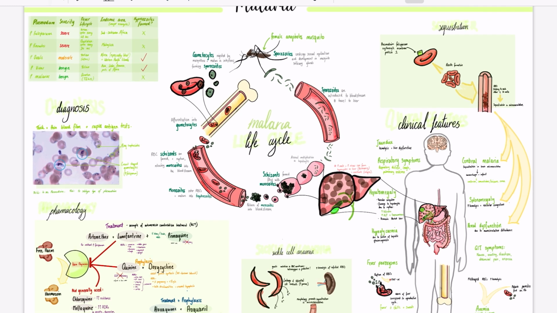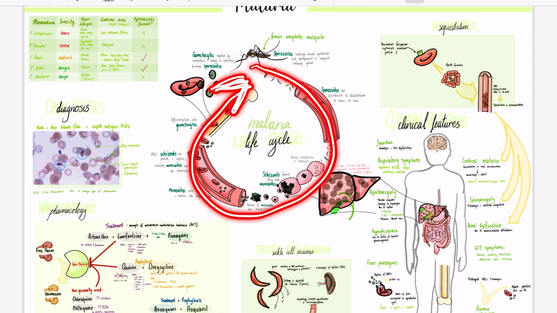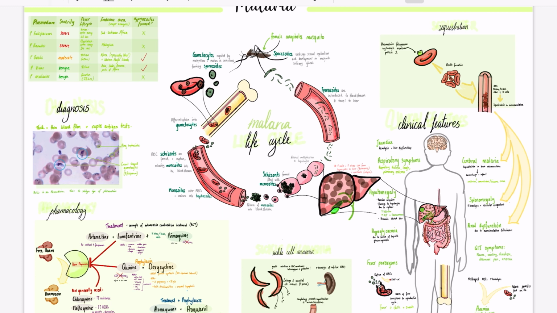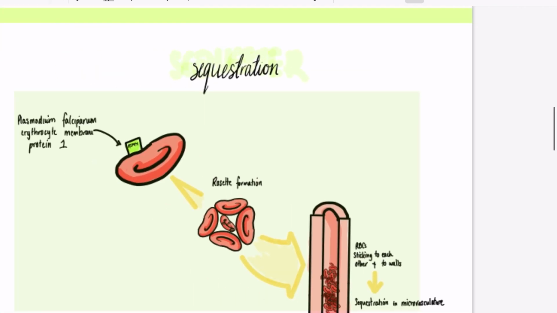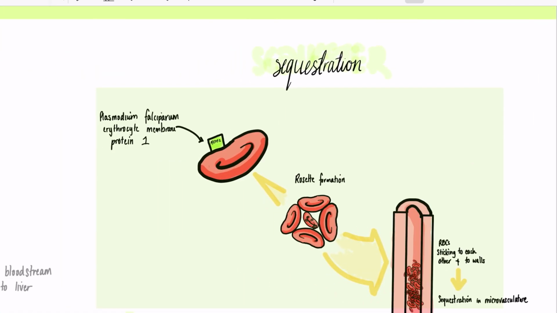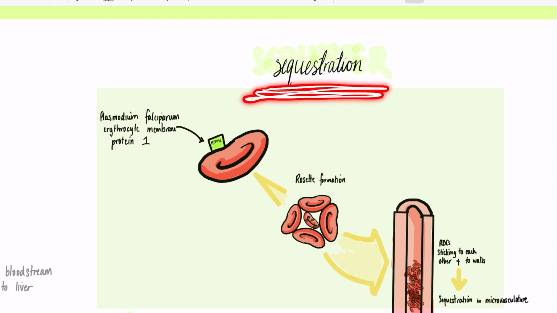So yes, we've got stuff happening in our bloodstream. We've got little itty-bitty bobs that are traveling around, but what is so bad about them, you may ask? Well, let me tell you. One of the reasons that Plasmodium falciparum causes such severe consequences and symptoms is because of its ability to sequester red blood cells away into the microvasculature of the body.